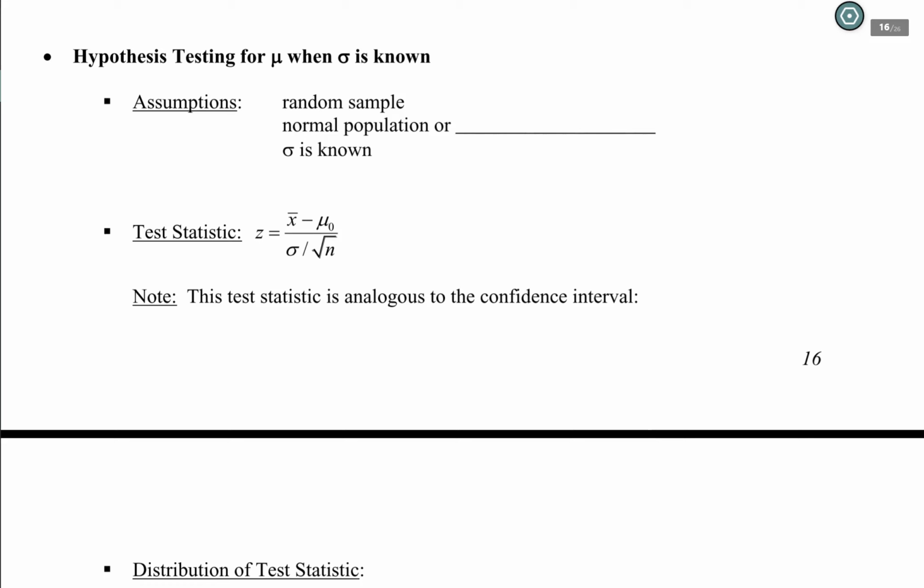The assumptions within this setting are: one, that we have a random sample; two, we have a normal population or a quote-unquote large sample; three, that sigma is known. Now, our test statistic here is x bar minus mu naught over sigma over root n.